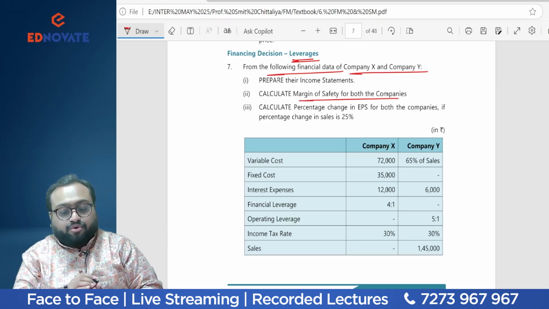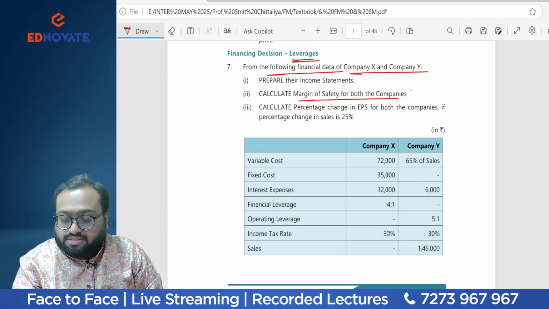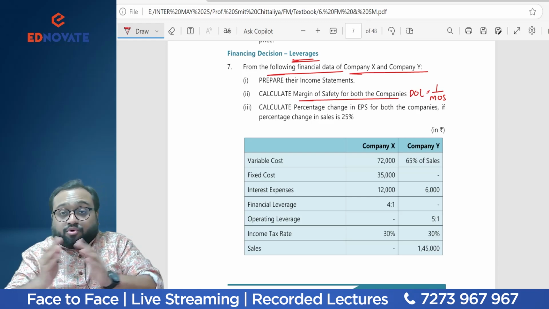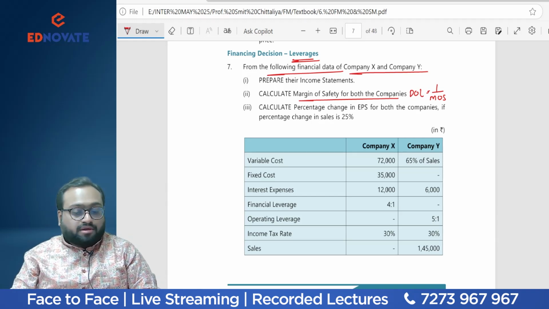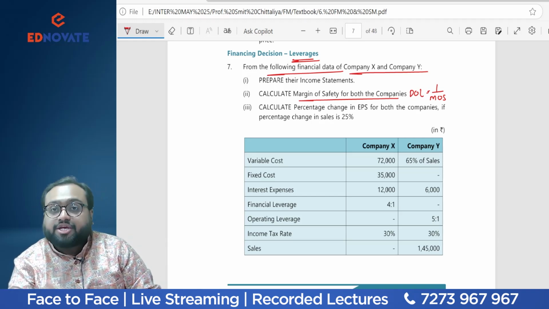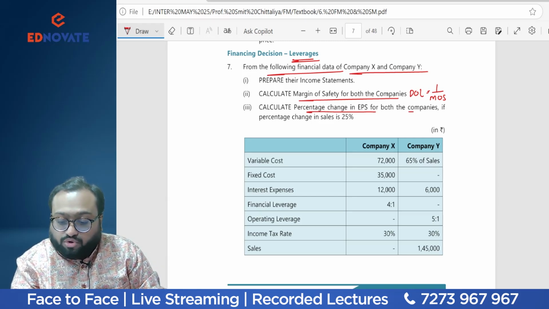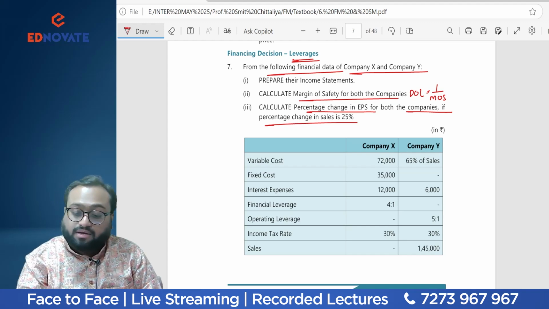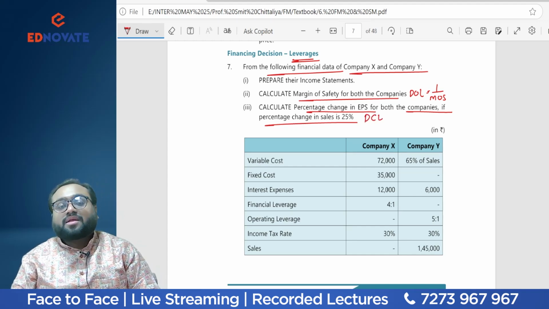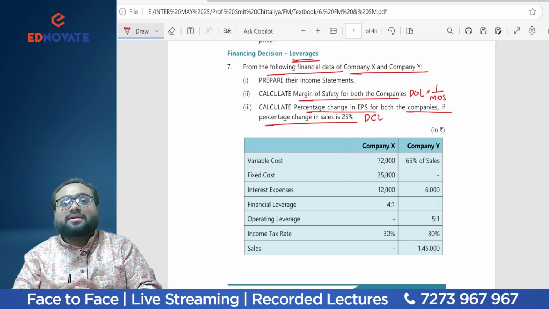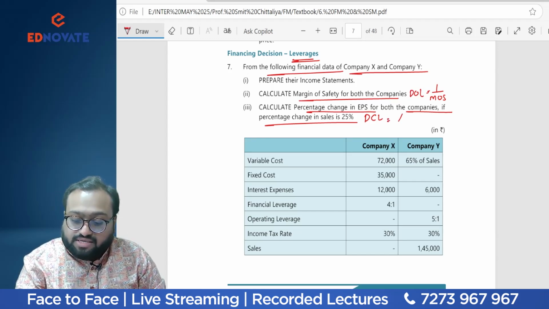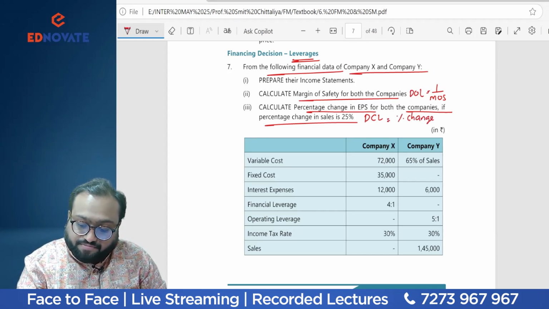Calculate margin of safety for both the companies. Okay. One thing I know is DOL is 1 by MOS. There's a reciprocal relationship between MOS and DOL. So if you want to find out margin of safety, definitely DOL will be 1 upon MOS. Calculate percentage change in EPS for both the companies if the sales change by 25%. Here the formula of DCL can be used because the DCL explains the relationship between EPS and sales. The formula of DCL is percentage change in EPS upon percentage change in sales.